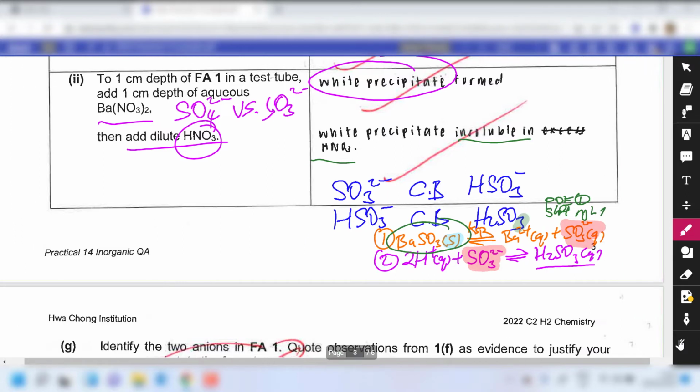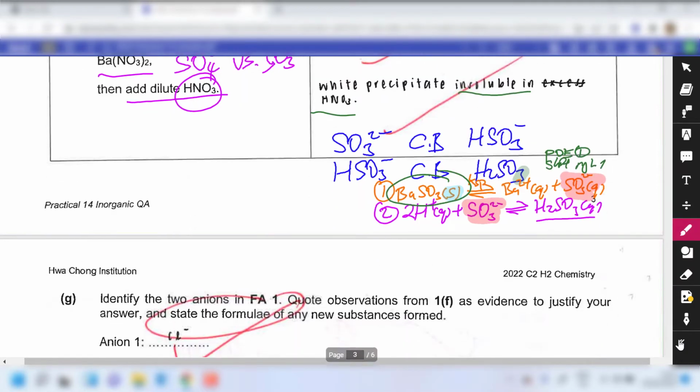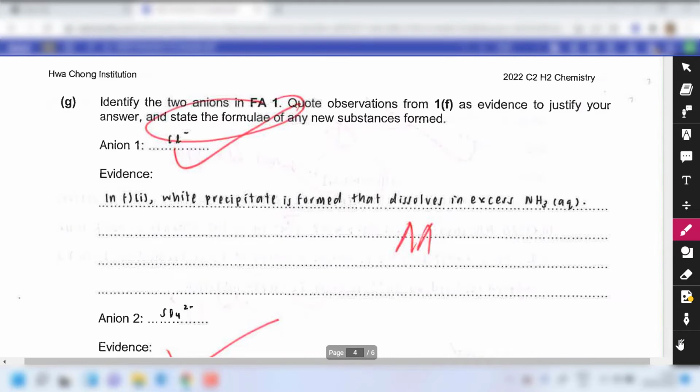Whatever I've said earlier needs to be demonstrated in part G, and quite a number of you, when you draft your answer to part G, can be relatively sloppy. If you take a look at part G, you're supposed to identify two anions. Of course, chloride and sulfate, everybody can identify them, but you need to quote observations as evidence and justify your answer, and then state formulae of any new substances formed. First of all, we need to identify the white ppt to be silver chloride.